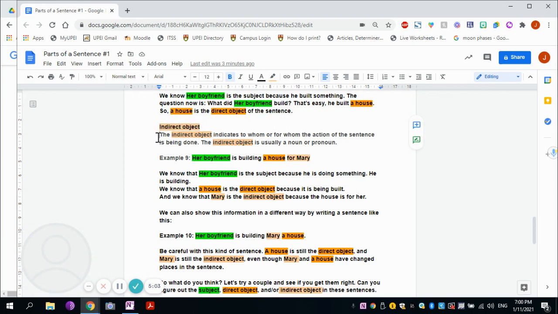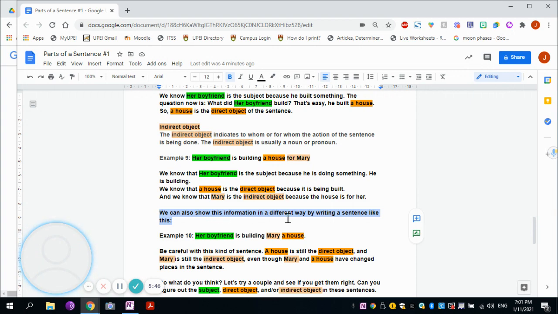Indirect object. The indirect object indicates to whom or for whom the action of the sentence is being done. The indirect object is also usually a noun or pronoun. Example 9. Her boyfriend is building a house for Mary. We know her boyfriend is the subject because he's doing something. He's building. We know that a house is the direct object because it is being built. And we know that Mary is the indirect object because the house is for her.